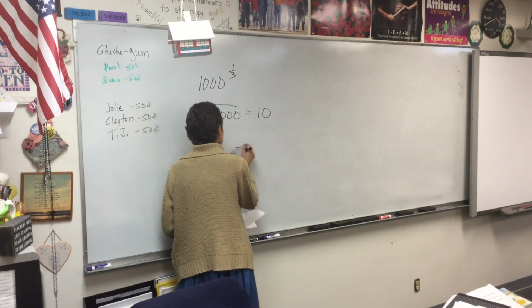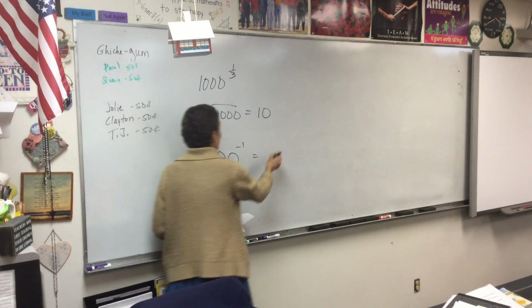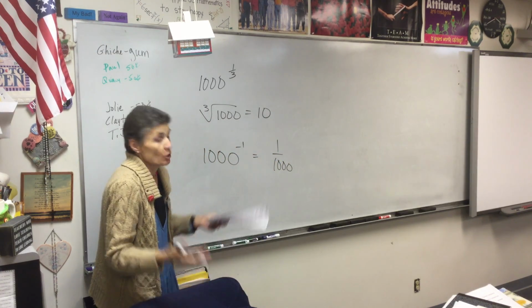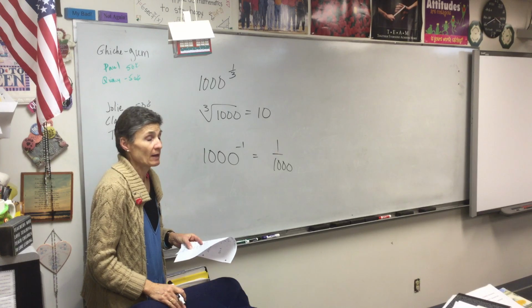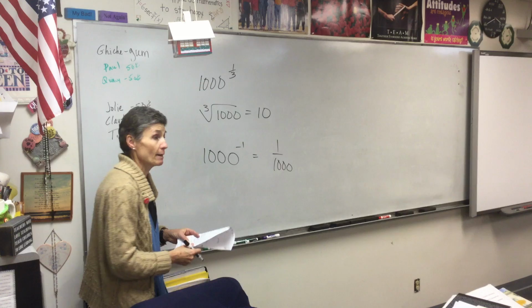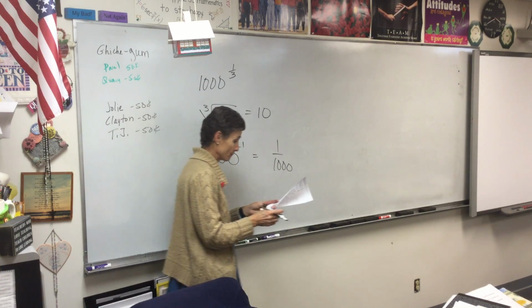24. 1,000 to the negative first. Just 1,000, 1 over 1,000 to the first. So just 1 over 1,000. Remember, negative exponents mean you flip. So 1,000 becomes 1 over 1,000.